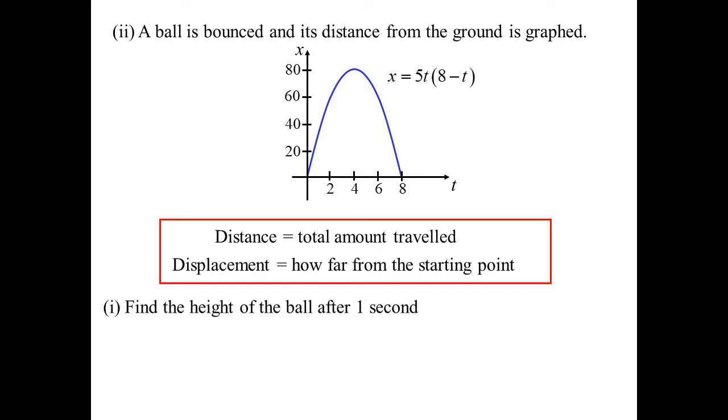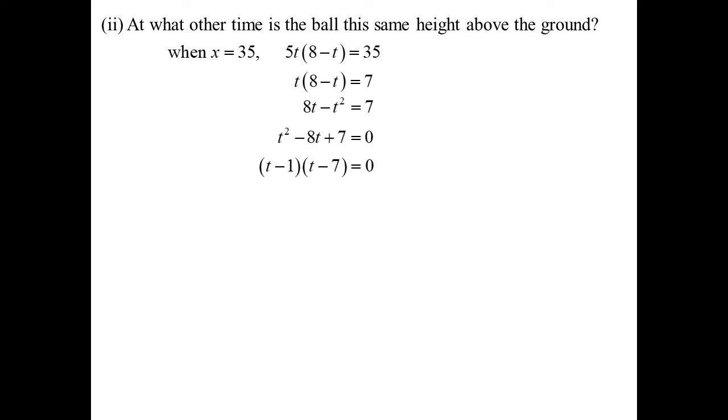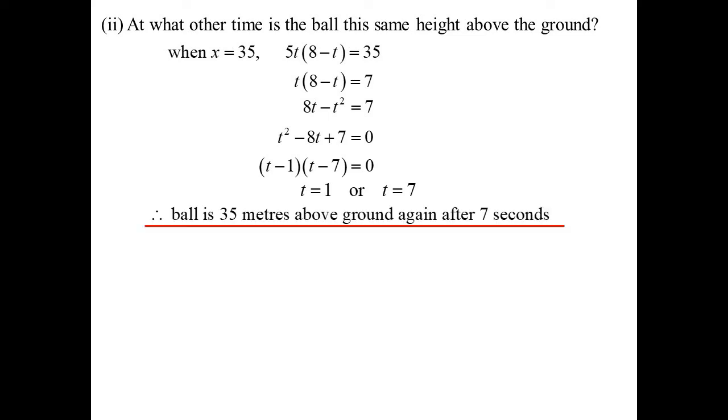Find the height of the ball after 1 second. Well, we could read off our graph or plug it into the equation. t equals 1, we get 35. So 35 metres above the ground. At what other time is the ball the same height? Again, we could read off our graph, or we can use our equation. When is x equal to 35? So 5t(8 - t) = 35. We end up with a quadratic. We get two possibilities: t equals 1 or t equals 7. Well, we know the first time was at 1, so the other time must be 7 seconds.